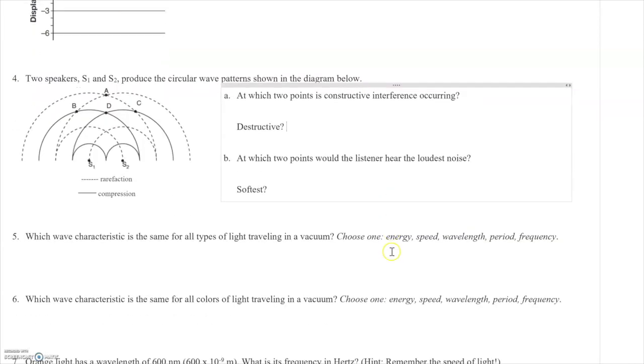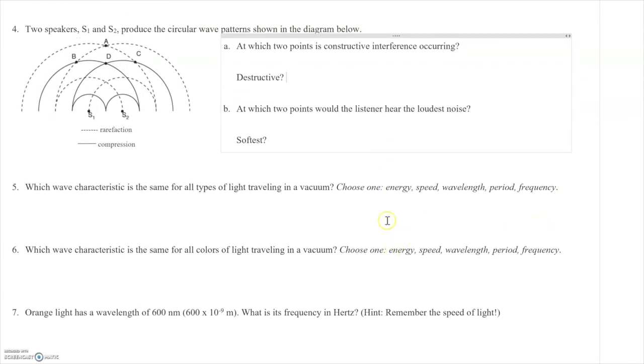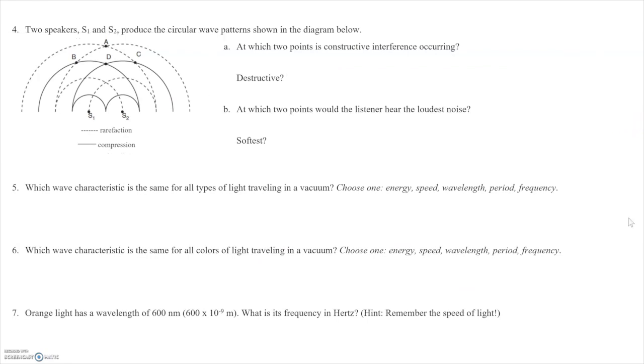For number 4, two speakers S1 and S2 produce circular wave patterns as shown in the diagram below. Let's start with A. So actually before we get to that, remember that with sound waves, they're actually longitudinal waves. And longitudinal waves have rarefactions and compressions. Compressions are kind of like crests. They're like high points. And rarefactions are kind of like troughs, the low points.